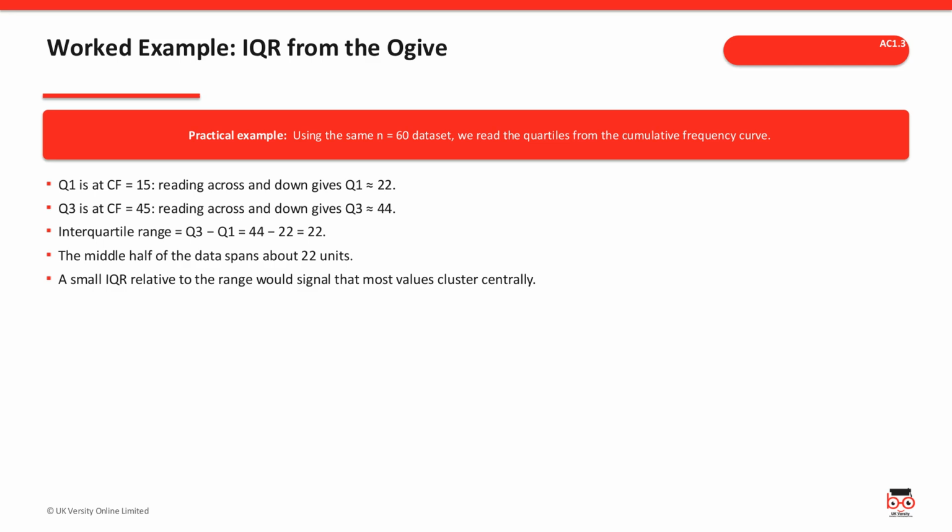In plain terms, the middle half of all deliveries spans about 22 minutes. If that was small compared with the full range, you'd know most deliveries cluster tightly around the center.